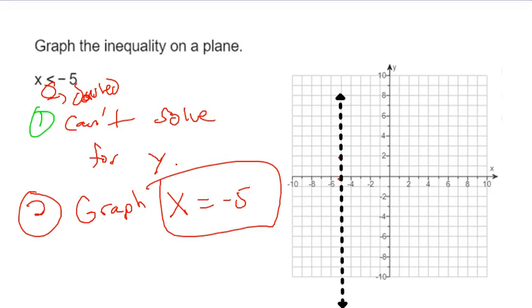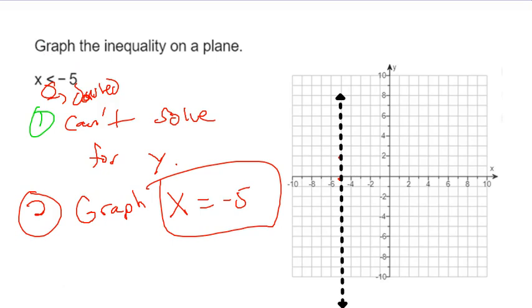because step 3 is either shade above or below your graph. You can't do that with a vertical line. You can't shade above it or below it. The only choice you can make with a vertical line is, do I shade to the left or do I shade to the right? So what do you think the case should be here? Should I shade to the left or to the right?